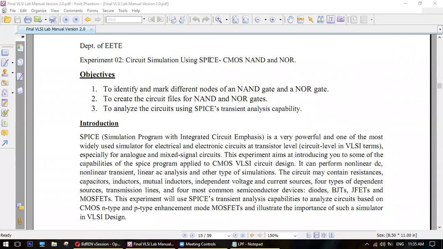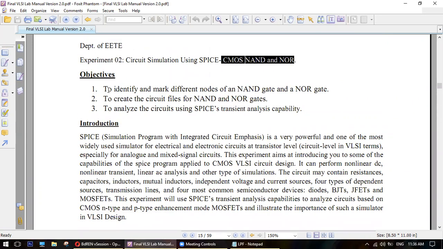Now your lab number 2, that means experiment number 2: the circuit simulation using SPICE. What is that? CMOS NAND and CMOS NOR. So this will be our second lab.